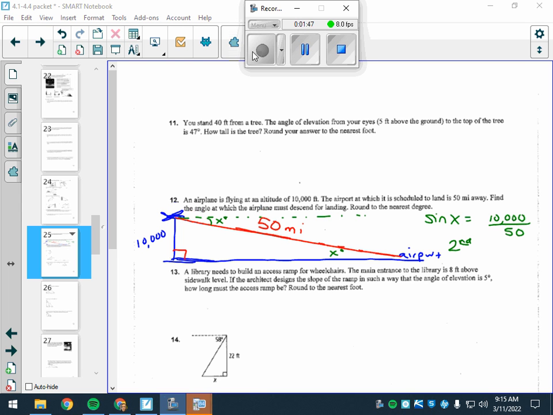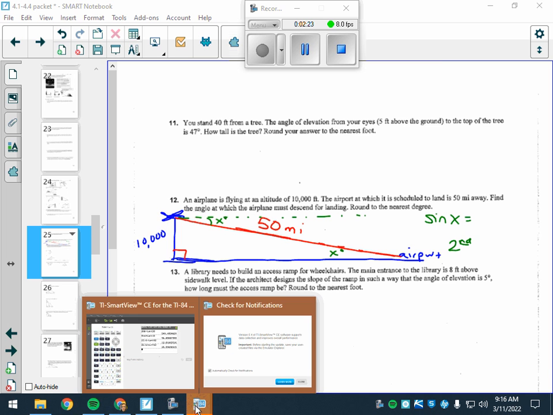Okay, so yeah, you're absolutely right. We can't do 10,000 feet and 50 miles. Those two don't gel. So we have to either switch the 10,000 feet into miles or the 50 miles into feet. Which would you rather do? It's going to be a decimal. Yeah, so let's do 50 miles into feet.